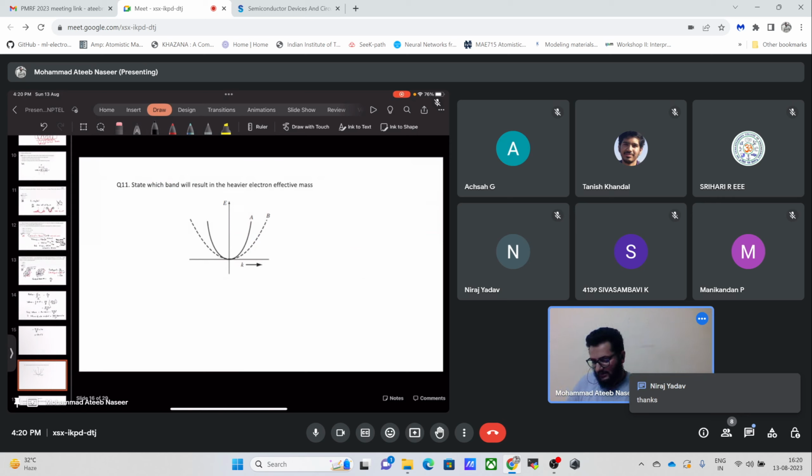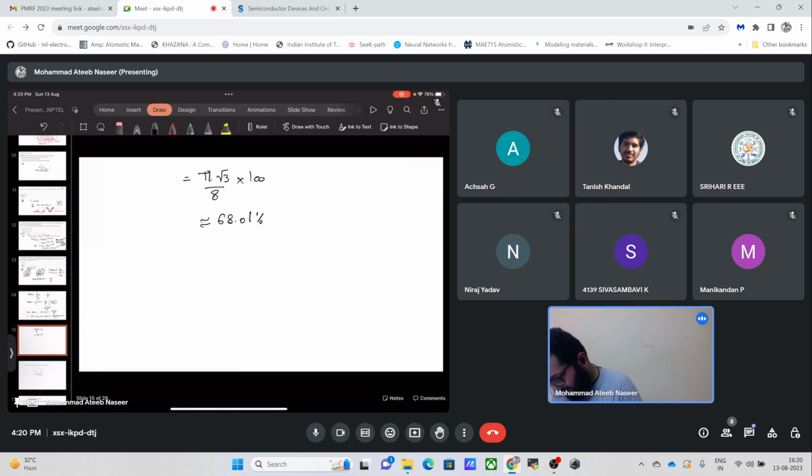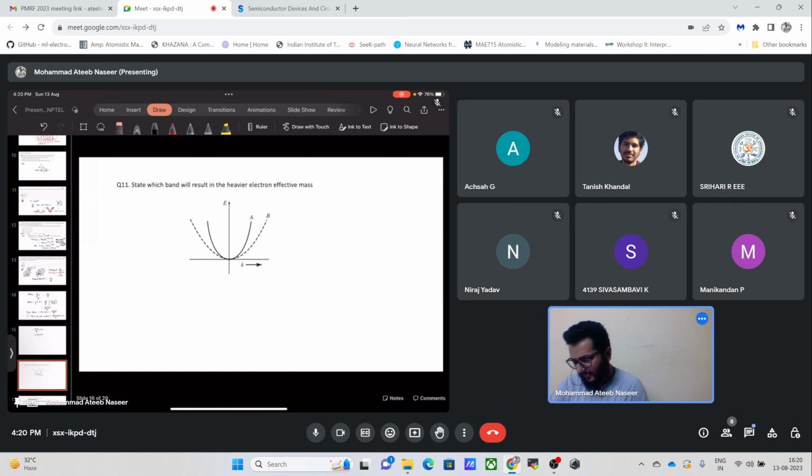Okay, let's move towards another problem, this band structure. Let me ask you this question first: if I am having this conduction band profile like this, which is shown over here, which will have the heavier electron effective mass? You can unmute one by one. Tanish, you can unmute. You can comment on this.